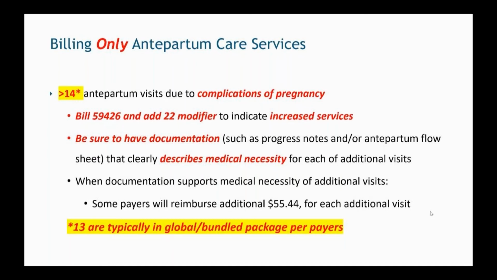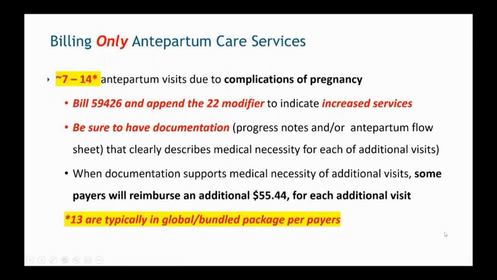Okay. Let's look at that bottom bullet point. When documentation supports medical necessity of additional visits, some payers will reimburse an additional $55 for those additional visits, because 13 are typically included in the global package. But again, if you have medical necessity for 14 or more, you could get paid that extra money, but you've got to have proper documentation. Okay. Again, if you have in a range of 7 to 14, you've got different codes you have to bill, and append the modifier 22, and then you can follow my cursor, you can get additional reimbursement.